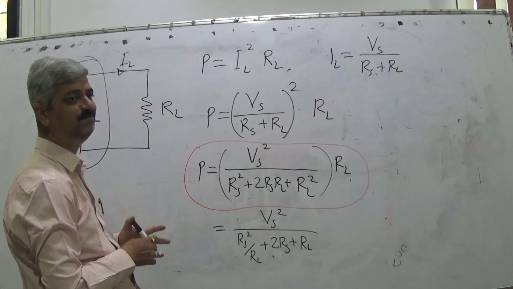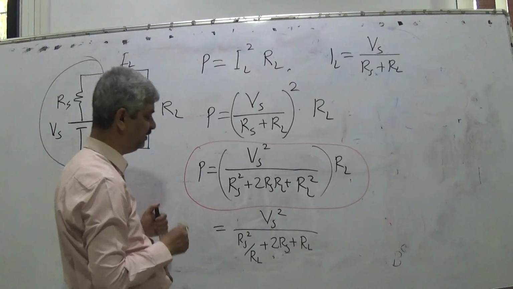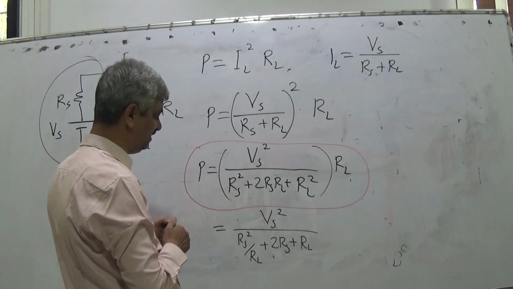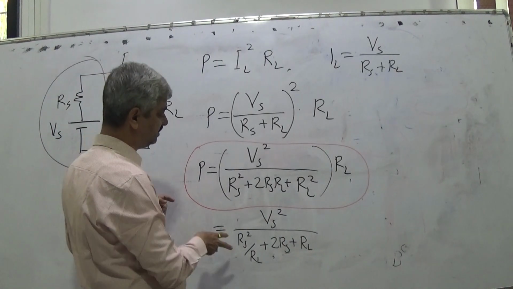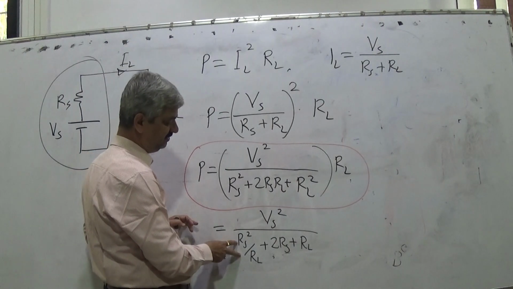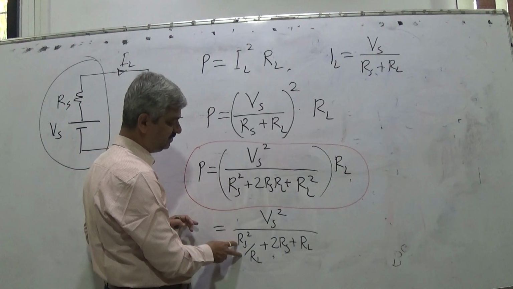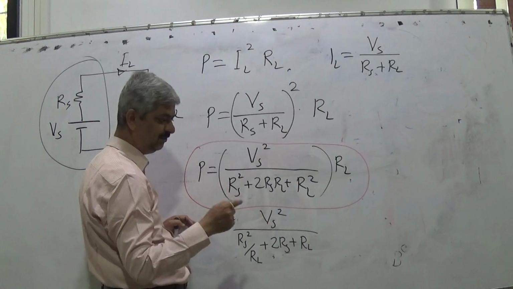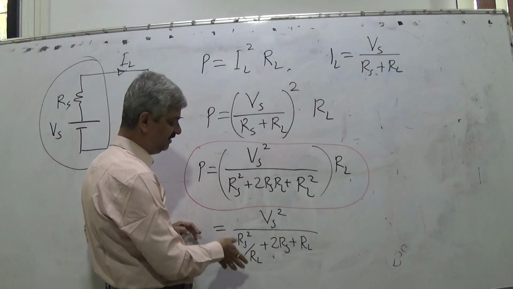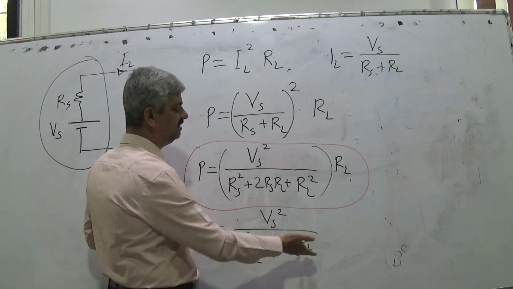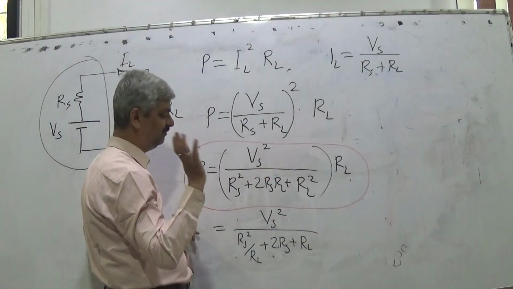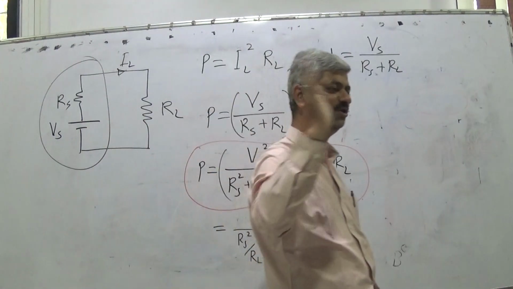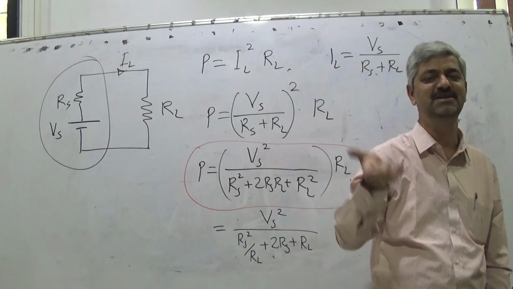Now, if RL is infinite, what will happen? If RL is 0, what will happen now? If RL is 0, this term will become infinite, so power will be 0. If RL is infinite, this term will be 0 and this is infinity, so power is again 0. So for both open circuit and short circuit, there will be no power dissipation in the load.